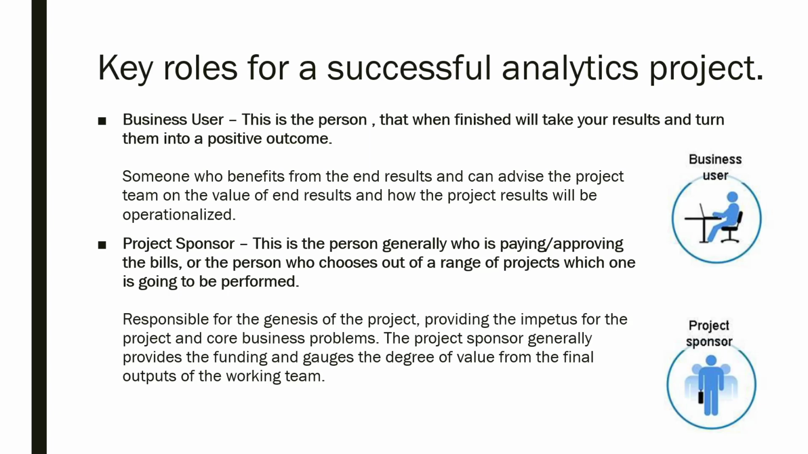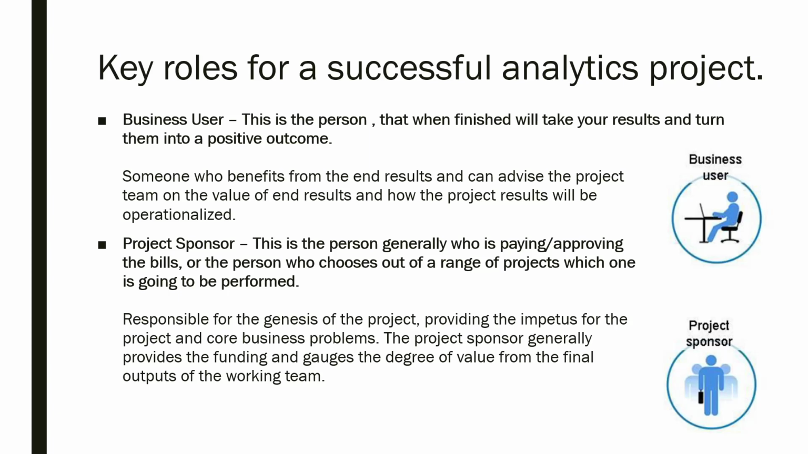The second one is a project sponsor. This is a person who generally is paying or approving the bills, or a person who chooses out of a range of projects which ones are going to be performed. So you could have like several different projects running, and these are the people that are going to look over them and work out which ones we're going to foot the bill for, or we're going to give the go-ahead for based on the business needs.